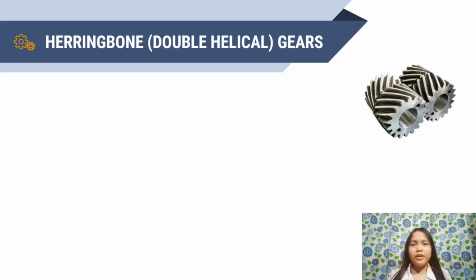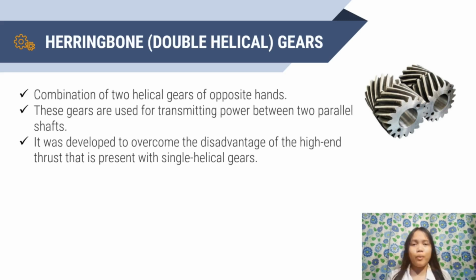Herringbone. Herringbone, also known as double helical gear, is used for transmitting power between parallel shafts. It was developed to overcome the disadvantage of the high end thrust that is present with single helical gears. The herringbone gear consists of two sets of gear teeth on the same gear, one right hand and one left hand.